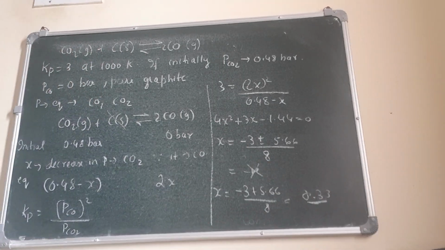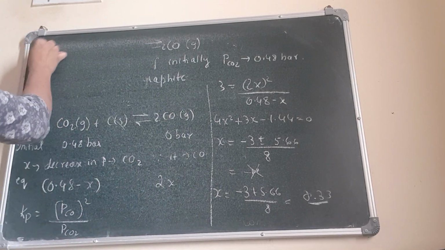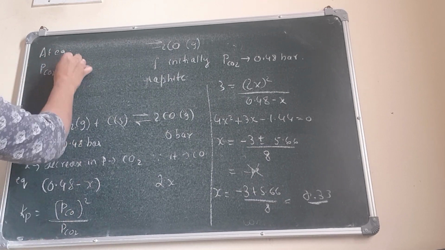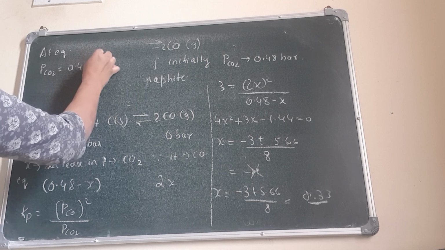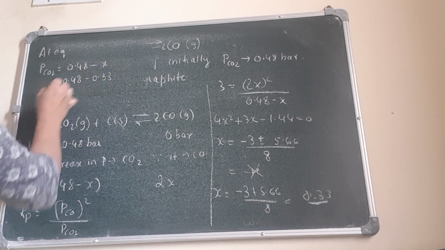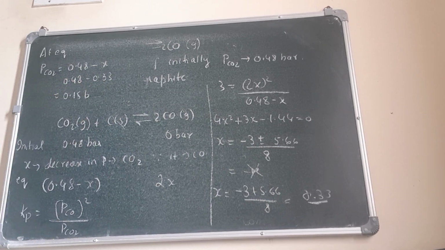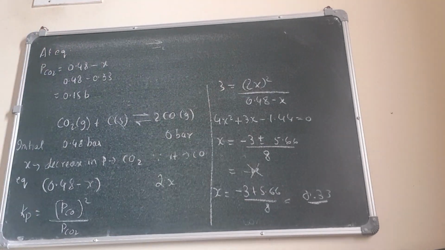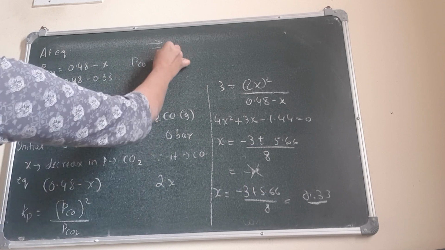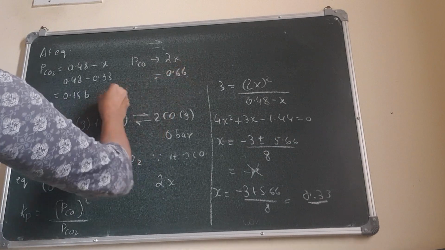Okay, so I got my x, which means that at equilibrium, the pressure of carbon dioxide is 0.48 minus x or 0.48 minus 0.33, and that is going to be 0.15 bar. That is at equilibrium. And partial pressure of carbon monoxide at equilibrium is 2x, so it is going to be 2 into 0.33 or 0.66 bar.